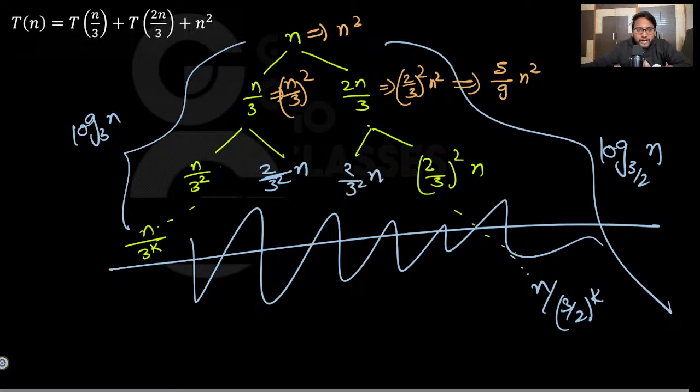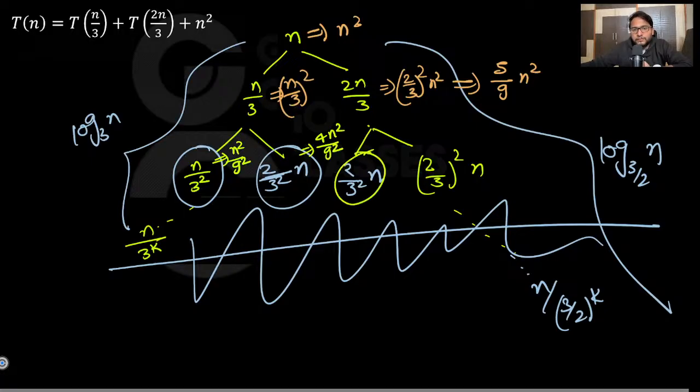So if you take the square again and then add all of this, see here, this will be n square by 9 square basically, right? This is going to be 4 n square by 9 square. This is going to be again 4 n square by 9 square. This is again going to be 4 upon 9 square, so 16 upon 9 square n square.